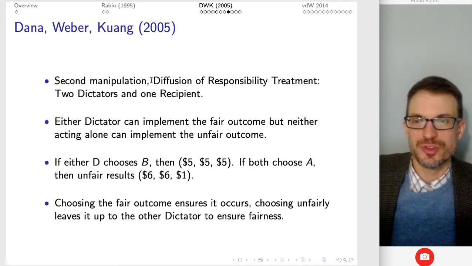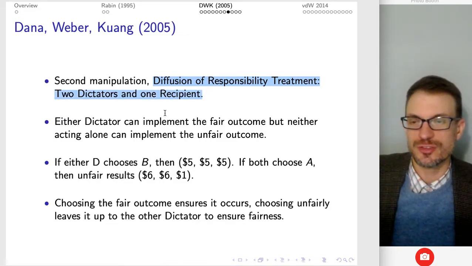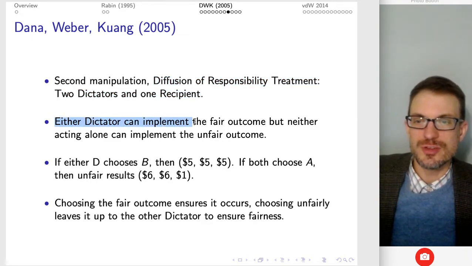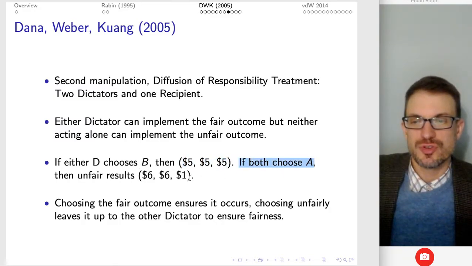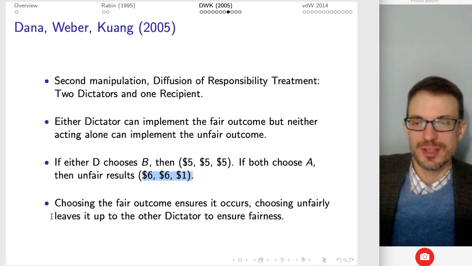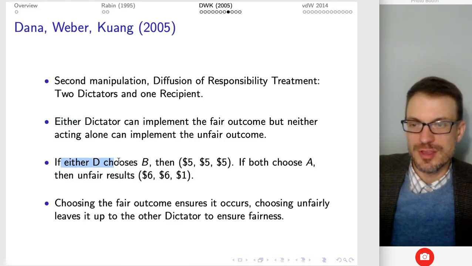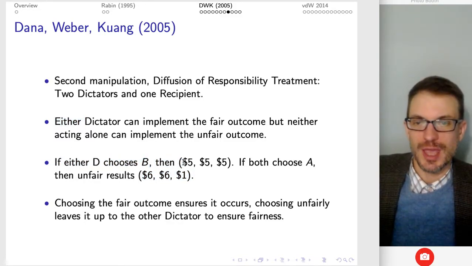The second manipulation was the diffusion of responsibility treatment. 2 dictators and 1 recipient. I think this is absolutely ingenious. So you have 2 dictators, either can implement the fair outcome, neither acting alone can implement the unfair outcome. So if either dictator chooses B, then it's 5-5-5. If both dictators choose A, then it's 6-6-1. Choosing the fair outcome ensures it occurs. Choosing unfairly leaves it up to the other dictator to ensure fairness, right? If anyone chooses B, everybody gets 5.